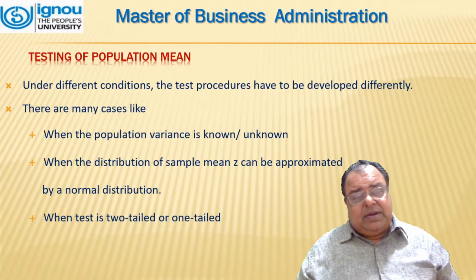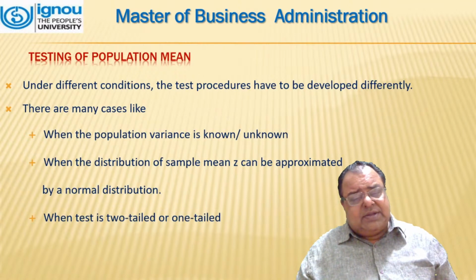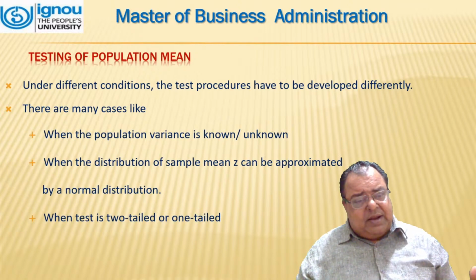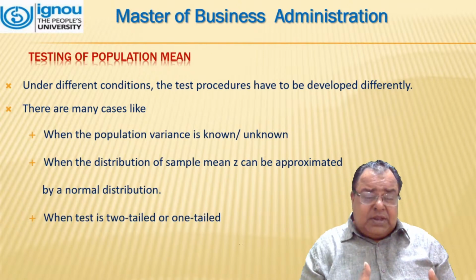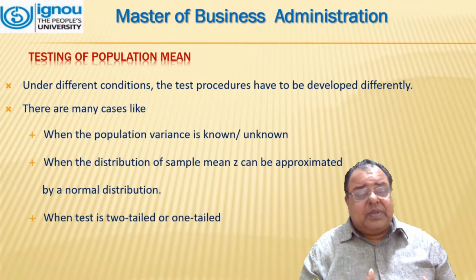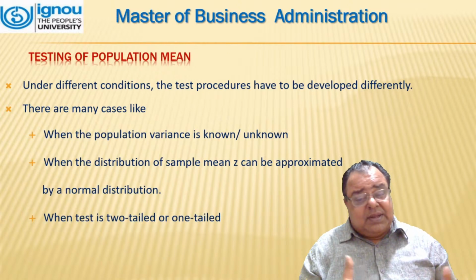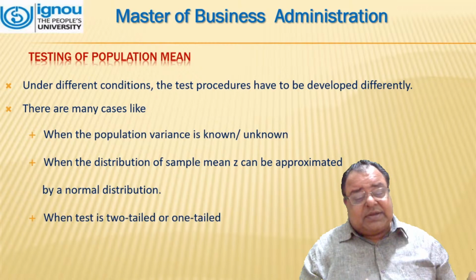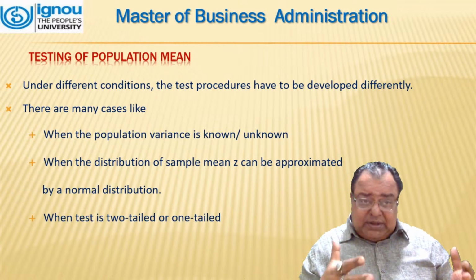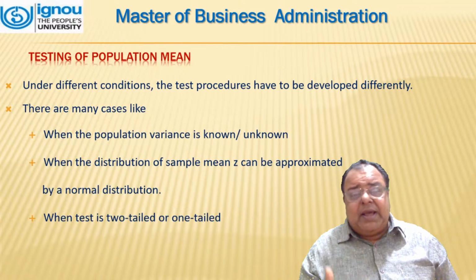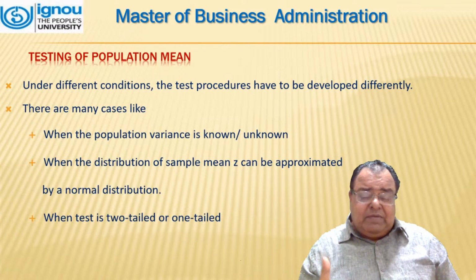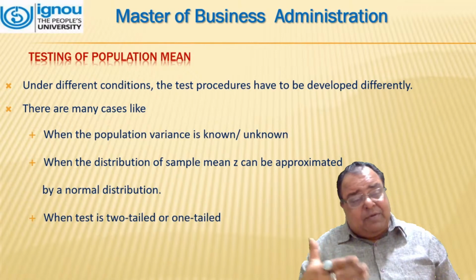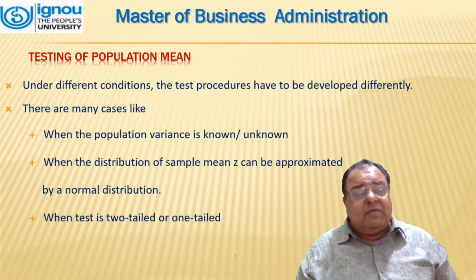Testing of population mean. Under different conditions, the test procedures have to be developed differently. There are many cases, like when the population variance is known or unknown, when the distribution of the sample mean can be approximated by a normal distribution, and when the test is two-tailed or one-tailed. This is what we are discussing: depending upon the problem given to us, when we have to draw the conclusion in hypothesis testing, all these things have to be kept in mind.